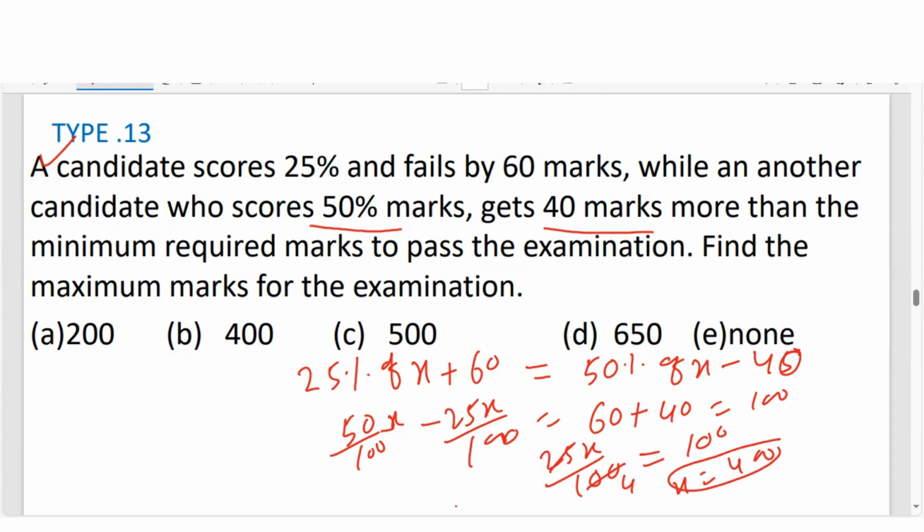So let us see again. 25% of the maximum marks and failed by 60, so plus 60, then he will pass. In the second case, 50% of the marks he is getting, and he has 40 marks more. That means it is more than the passing marks, so that is minus 40. Now when we solve, 50% of X minus 25% of X and 60 plus 40, that is 100. So 25X by 100 equal to 100. So X is 400. So we got our answer, maximum marks 400.